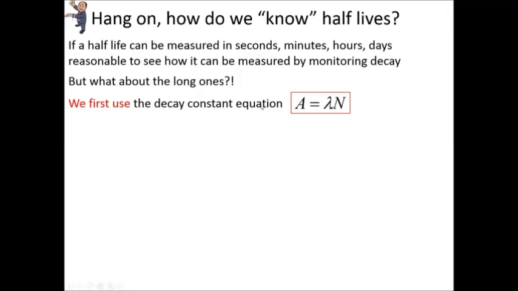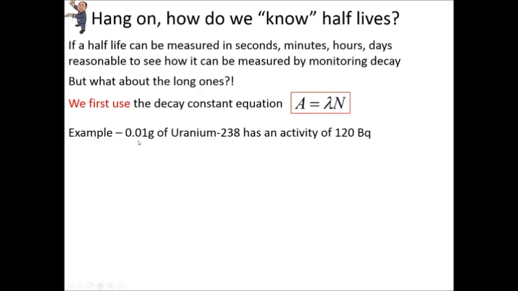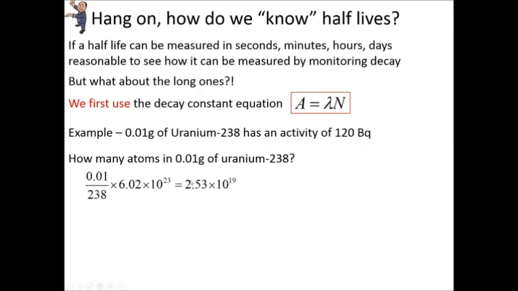Let's first use the decay constant equation to get an activity equal to lambda N. So if we've got in the lab 0.01 grams of uranium and it's got an activity of 120 becquerels, how many atoms are there in 0.01 grams? Well, let's just use Avogadro's number, 0.01 over 238. This is the fraction of a mole. So this fraction of a mole has got a number of atoms of 2.53 times 10 to the 19. So that's how many atoms I've got in my 0.01 grams.